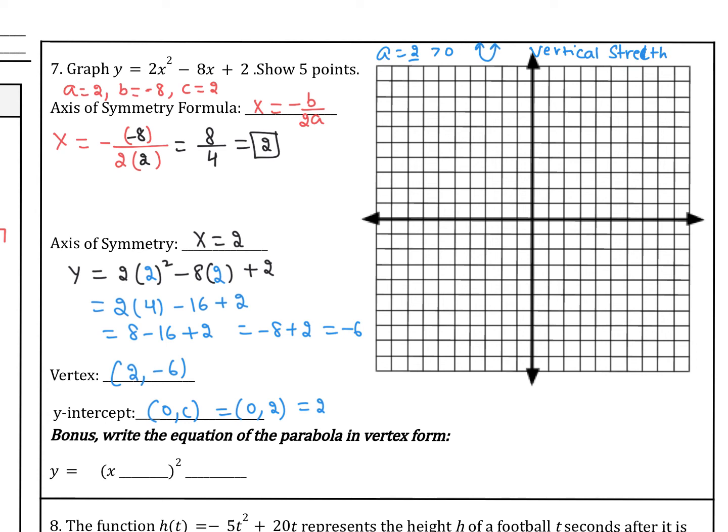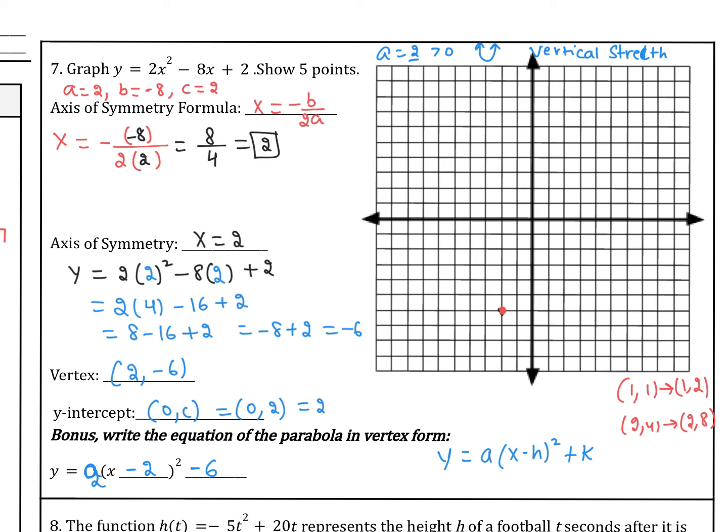To write the parabola in vertex form, make sure you write a in the front. Once you get a as 2, you just change this a to 2, x minus h, plus k. So k is 6. So it's 2 times x minus 2 squared minus 6.